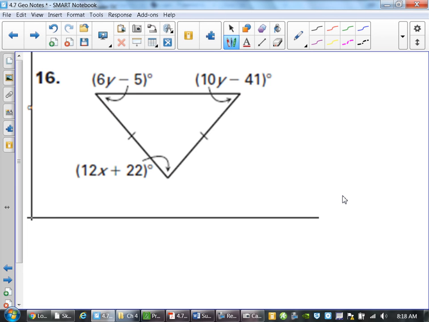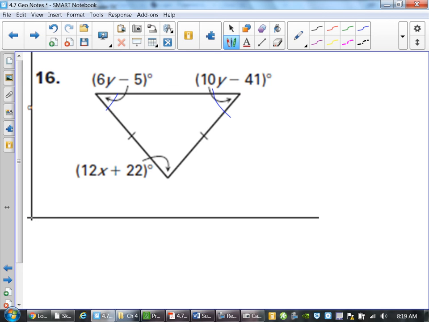Take a look at this one here. We have x's and y's here. I'm going to solve the y's first. First thing we got to figure out, what kind of triangle do we have? Isosceles. So I have the base angles that are going to be the same. I don't know what any of the angle measurements are. Not a big deal as of right now.